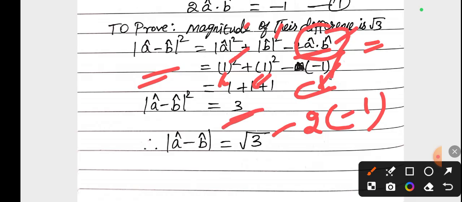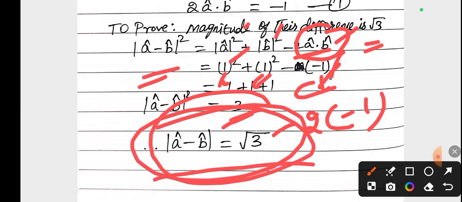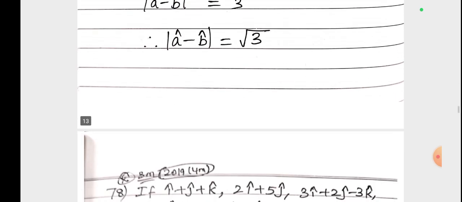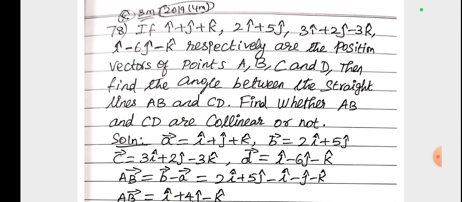They themselves told you the answer, that the magnitude of the difference is root 3. So it is a proof sum. It is not just writing root 3, they will give the answer. You have to do it properly.